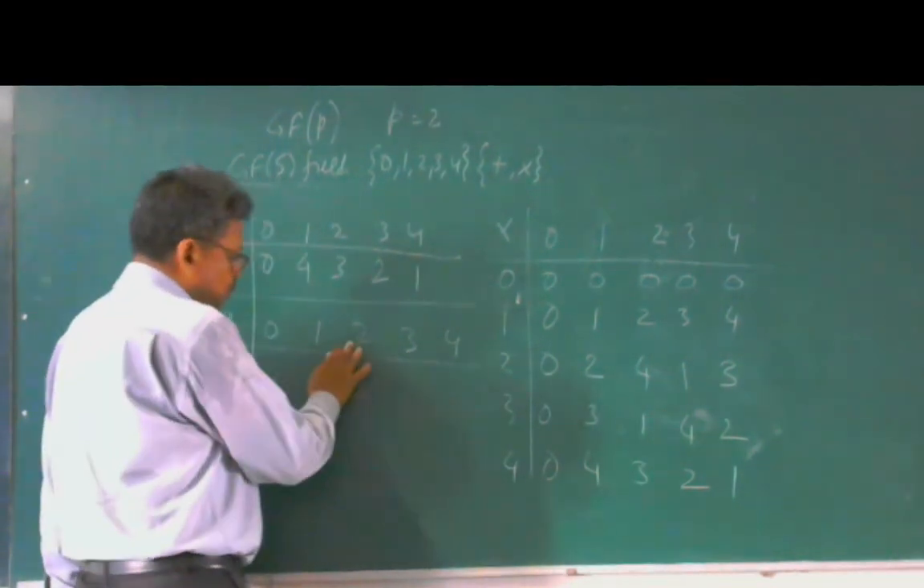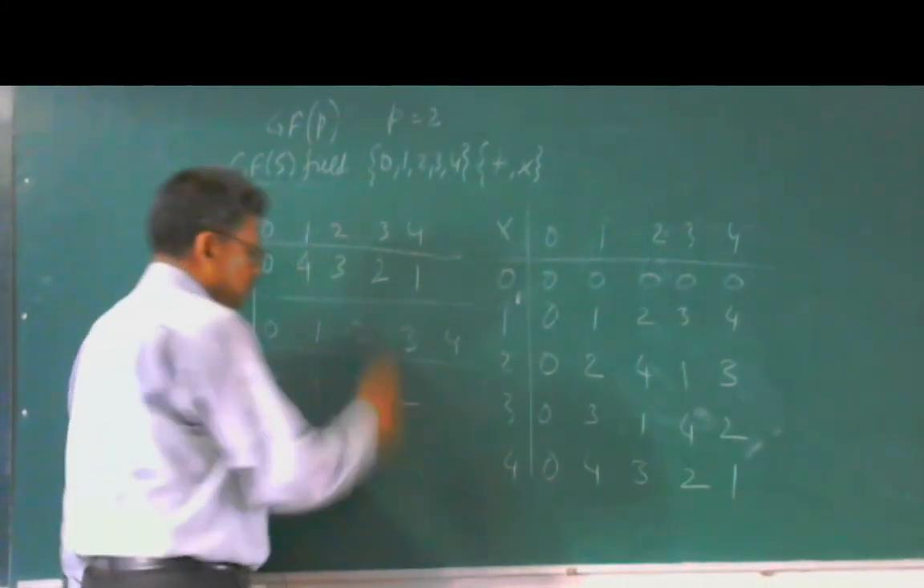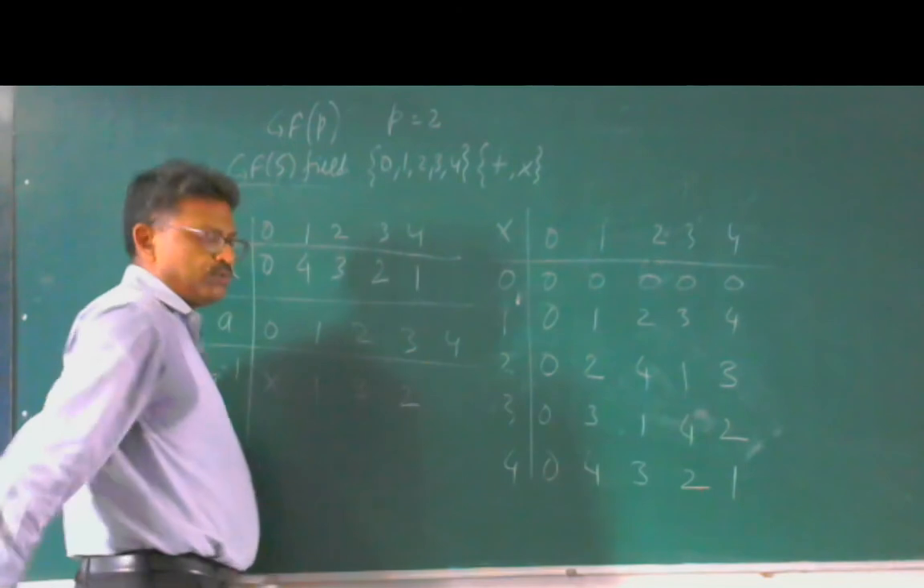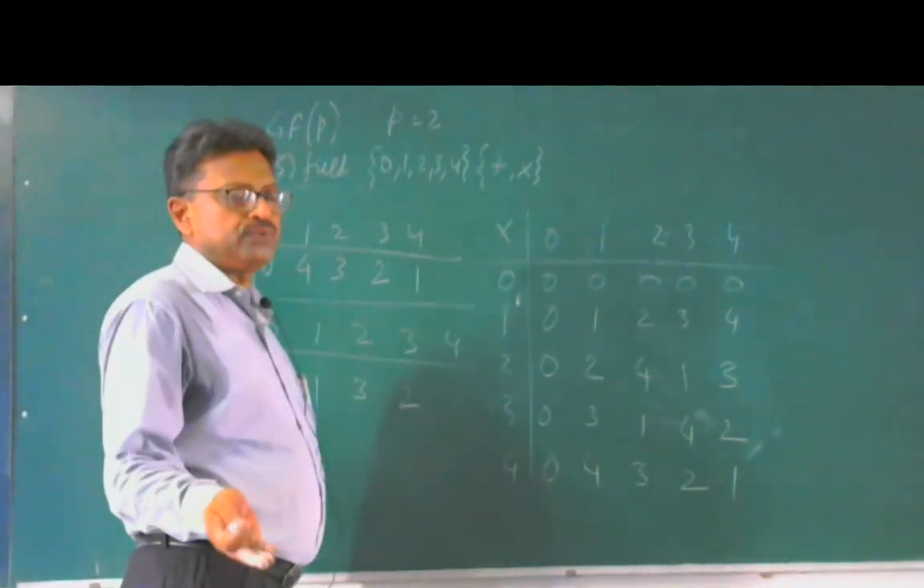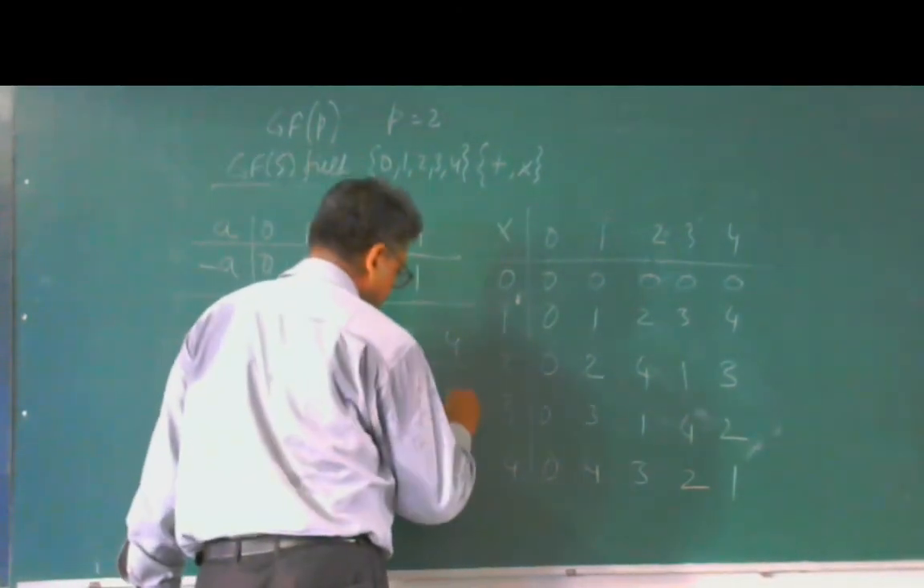Similarly, if the inverse of 2 is 3, so naturally the inverse of 3 will be 2. And what will be the inverse of 4? If 4 is multiplied by 4, that will become 16, and 16 mod 5 will be 1. So the inverse of 4 will be 4.